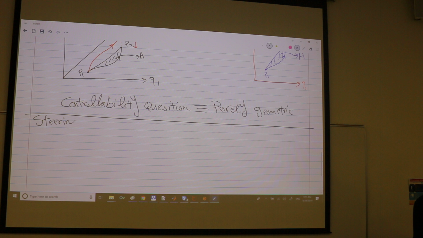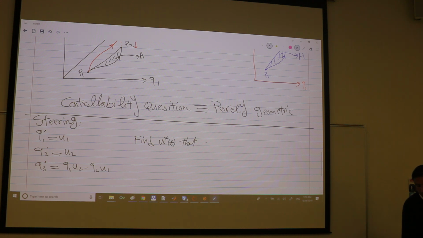So let's do the steering. Here is my system, Q1 dot is U1, Q2 dot is U2, Q3 dot is Q1 U2 minus Q2 U1. And here is the problem that Brockett formulated. Find U star of t that steers, which is a very natural problem to formulate, to write down, some Q naught to some Q final in t final say equals 1 second.